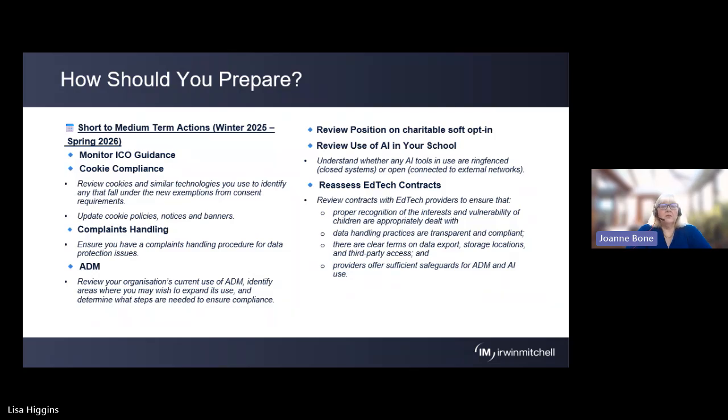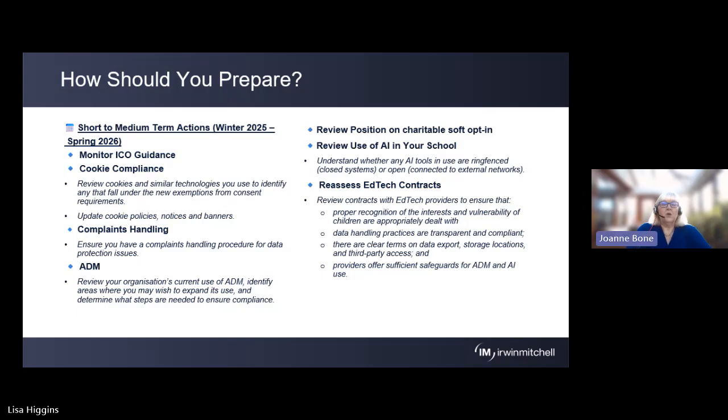Think about automated decision making. Do you currently use it? Is it compliant? Will it be compliant when the relaxation happens in relation to automated decision making? Or do you want to use it? Might it make your life easier from a recruitment point of view? And if you do want to use it, I think it's worth planning now as to how you might use it. And if you're going to use it via a third-party system that you're going to buy in, then it's probably worth starting to do some due diligence in relation to it.